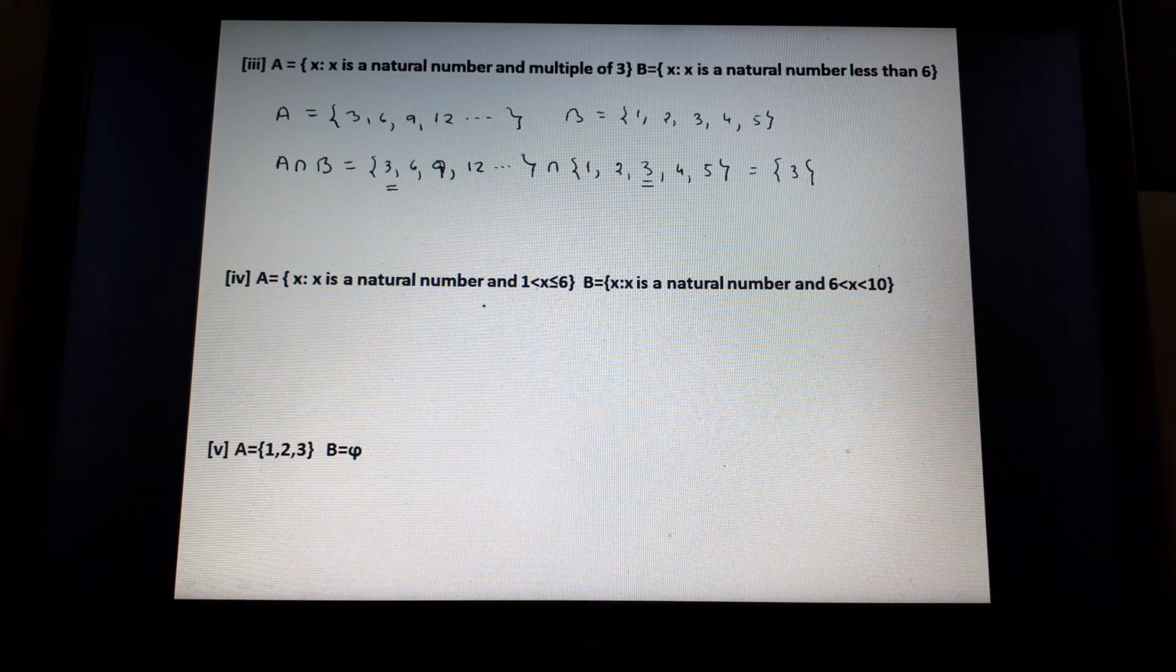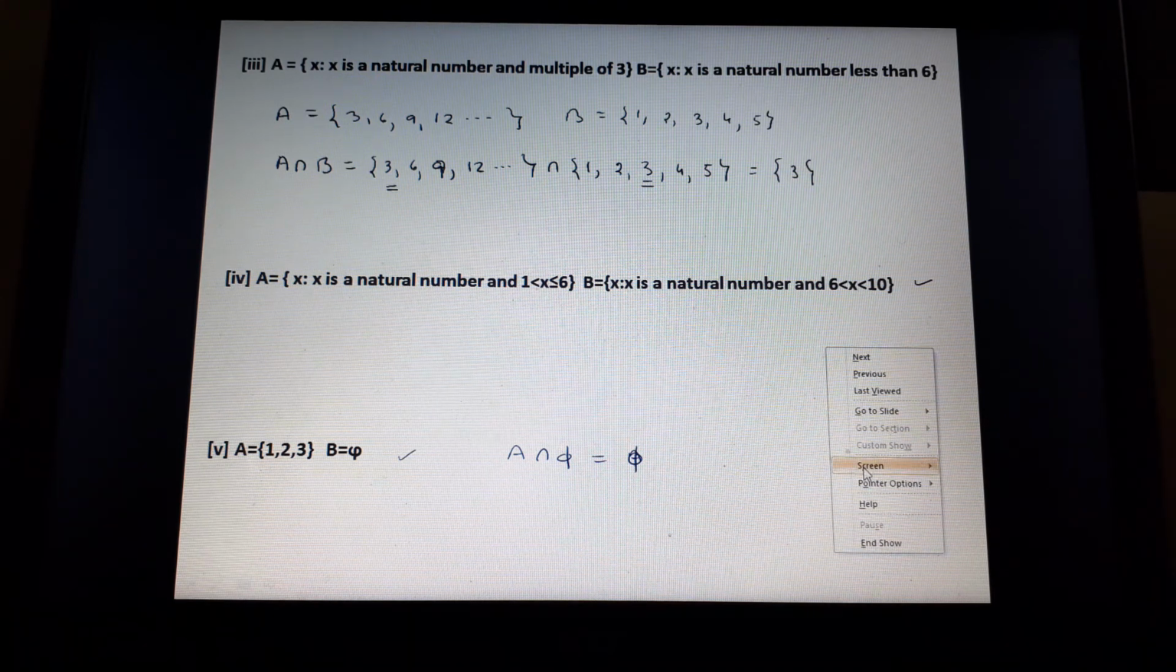So same way you can try this question. Once again write the roster form here and here. Then take the intersection. Of course, this is actually a property: A intersection phi is always phi, and A union phi is always A. So you need not do this actually, but you should know all those things.